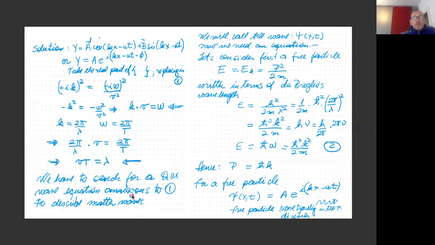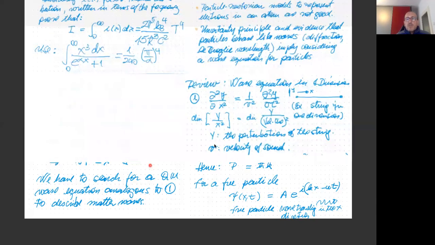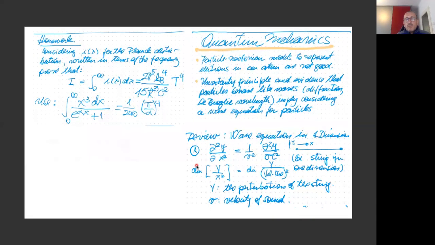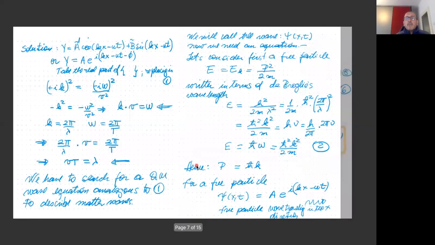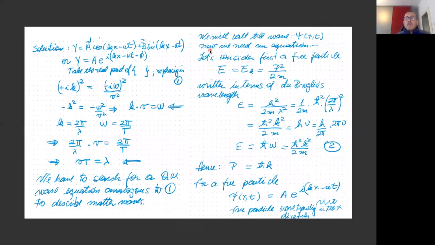So the question is, we have been shown that particles behave as waves, so we need to find a wave equation essentially to describe the physics of particles at the quantum level. So it has to be analogous to this expression here. We have to find something like that, and the solution to the wave equation we will call phi of x and t.